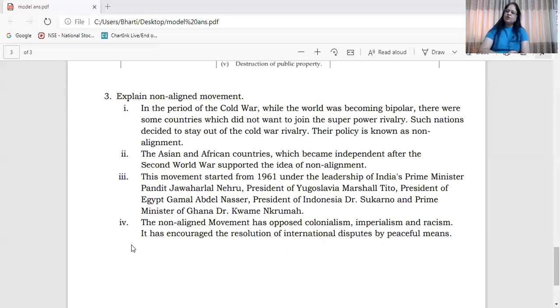I hope most of the students have scored 20 out of 20. नहीं स्कोर किया है, कोई बात नहीं. जो भी wrong answer है उसको लिख करके वापस practice कीजिए. You will be doing well. Thank you. Thank you very much.